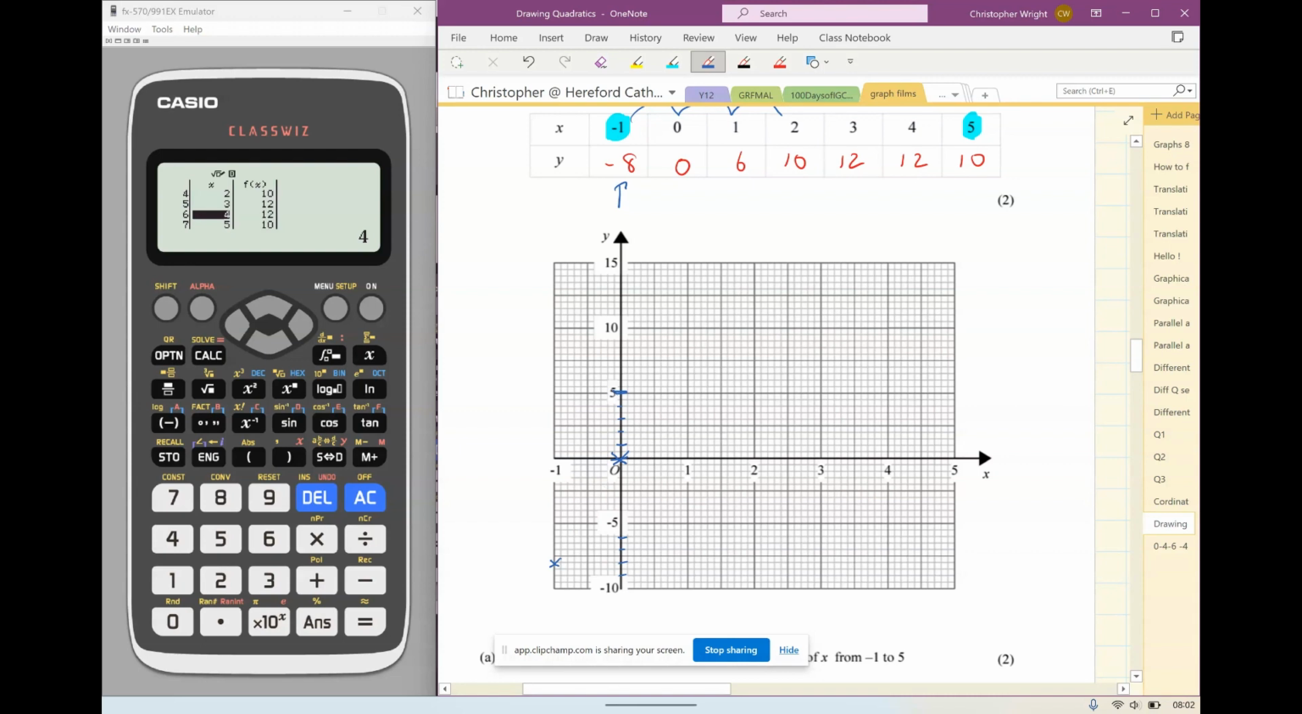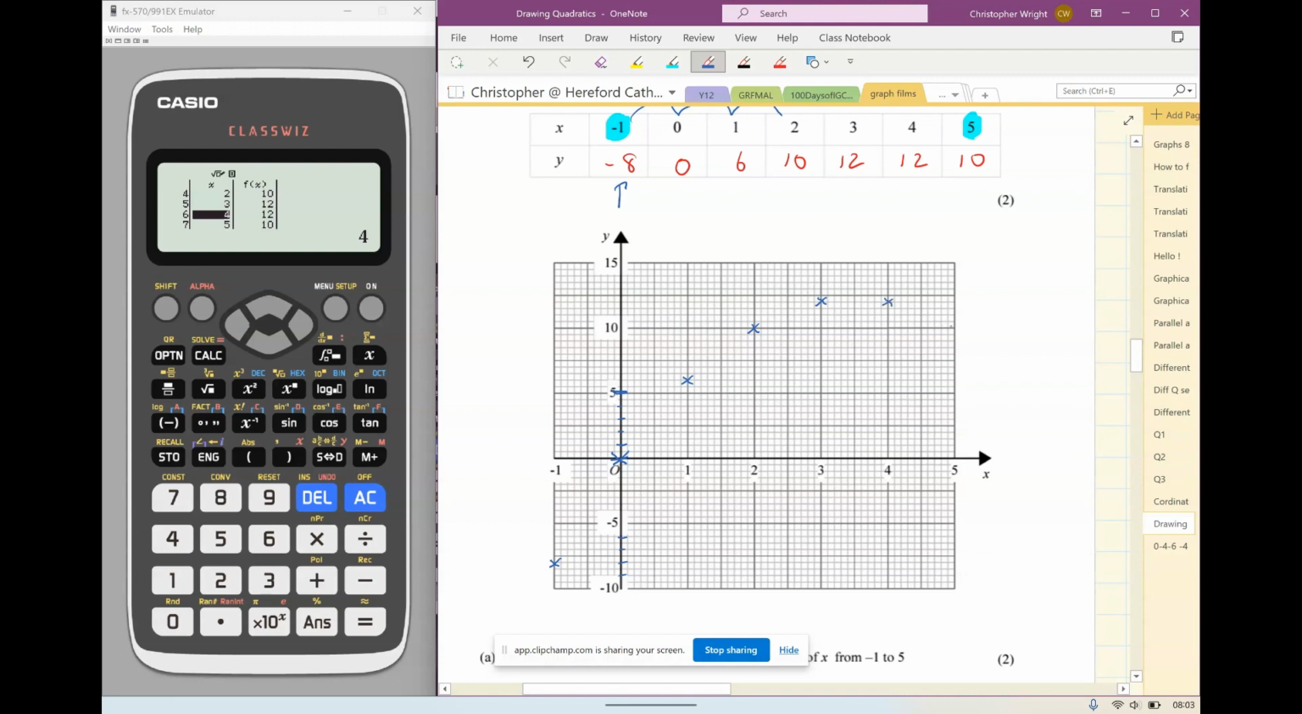Okay. 0, 0. I can do that one. 1, 6. So that's 1 up to 5 and 2 more squares. 2 to 10. Good. 3 to 12. 12, just a minute. 10, 11, 12. It's going to be there. 4 to 12, so that's going to be level with it.